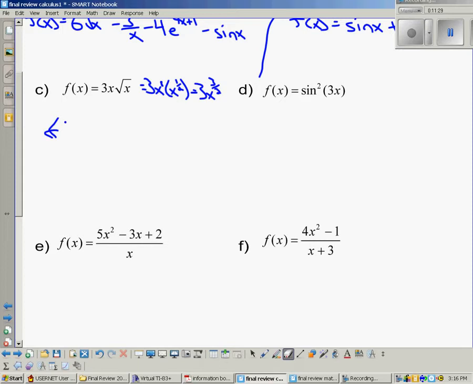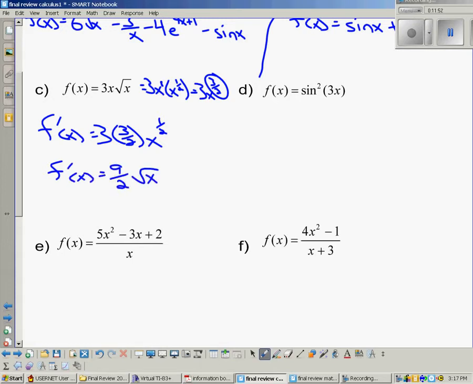If I differentiate that, then I'm going to have 3 times the power, 3 over 2, times x to the power of 1 less than 3 over 2, which should just be a half. Which should give us 9 over 2 root x, or x to the half. Now, again, you could have done that with product rule, but if you can have some intuition for looking for ways to simplify first, it may make your life a little bit easier.